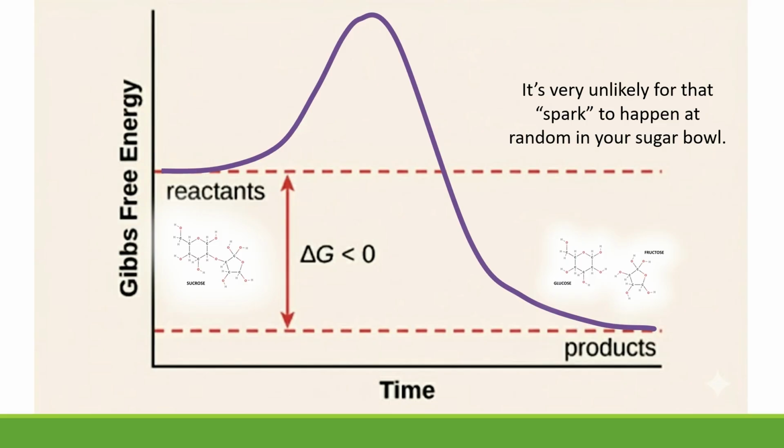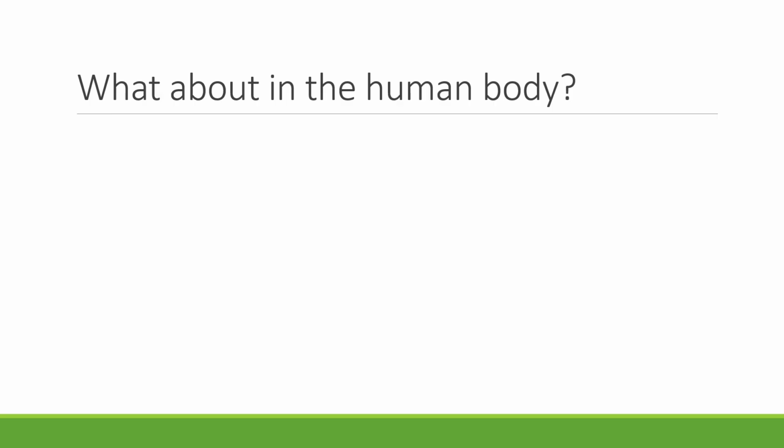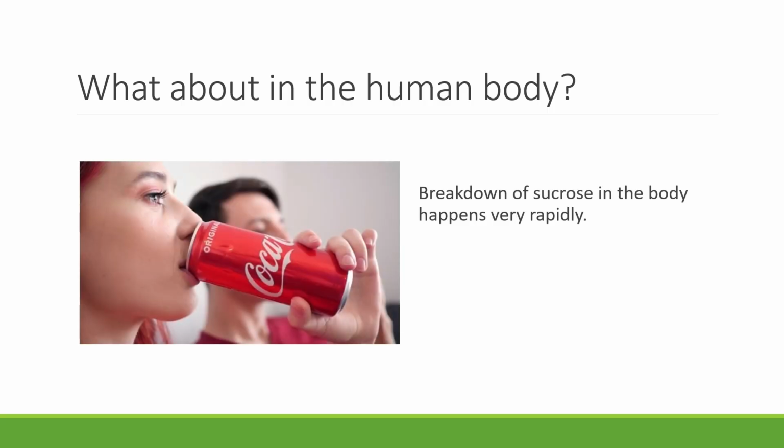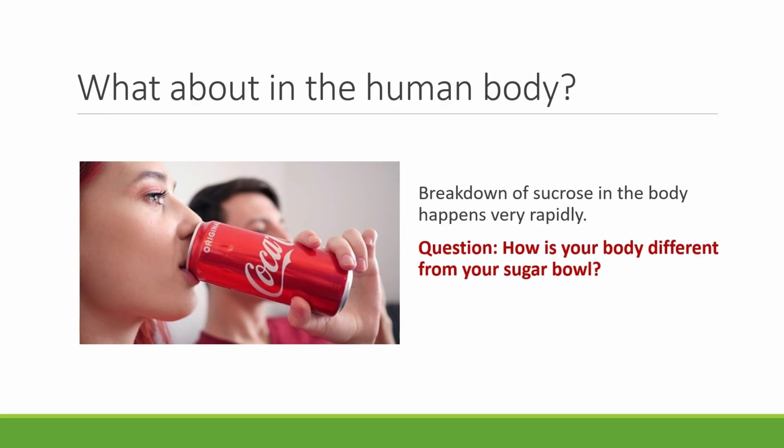Now that's talking about your sugar bowl. What about inside of the human body? Things are different in the human body, right? It doesn't take 440 years for your body to extract energy from a can of Coke. If it did, we just wouldn't be able to live and function. It would be impossible. No, it's the opposite. Sucrose breaks down very fast in the human body. So, what gives? How are the conditions in your body different from the conditions in your sugar bowl?